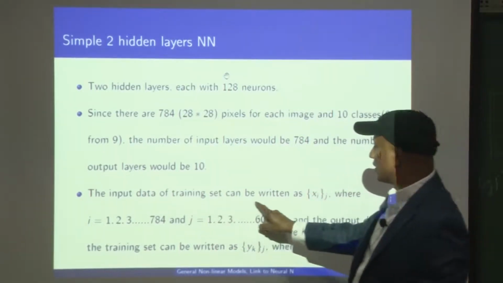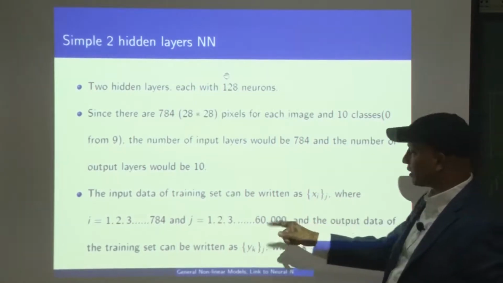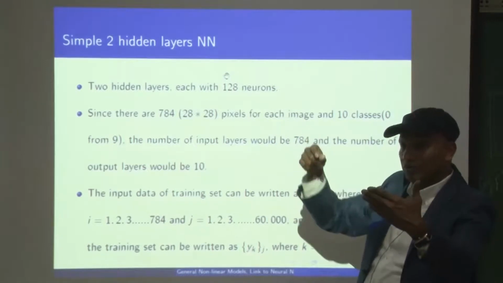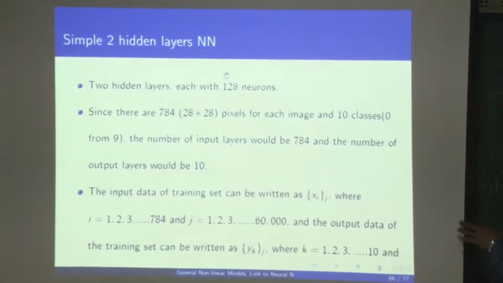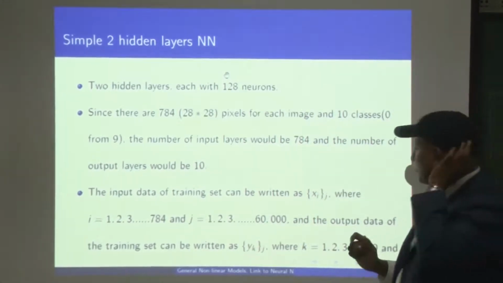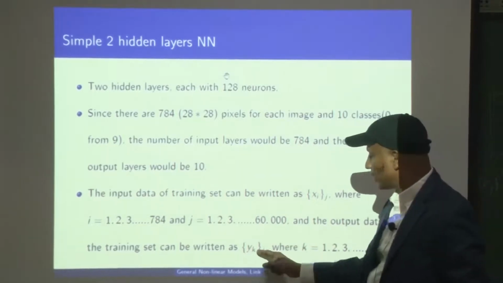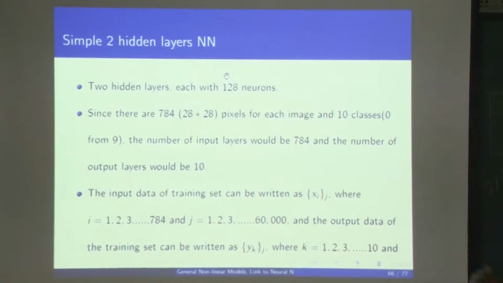For the input training data, we can denote it as Xij, with j for the individual, like the 60,000 individual images I have, and i being 784, running 1, 2, 3 in any order you like. And of course the output data you can write as Yk, again j for the 60,000, and k going from 1 to 10.